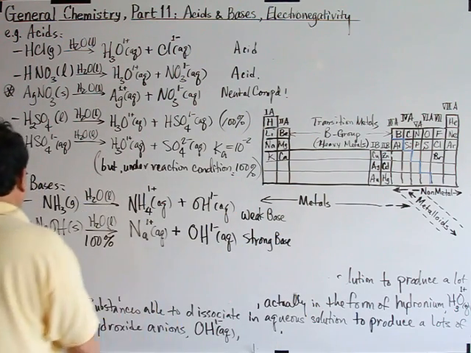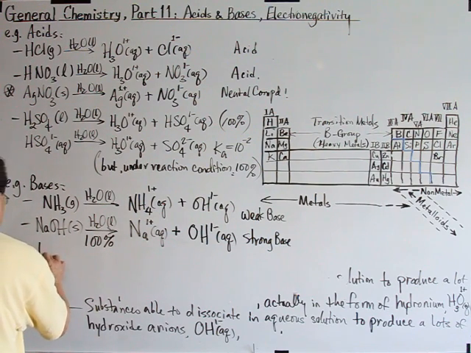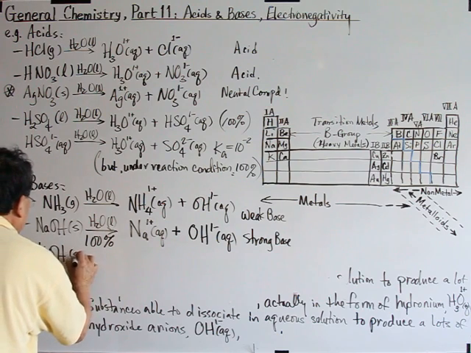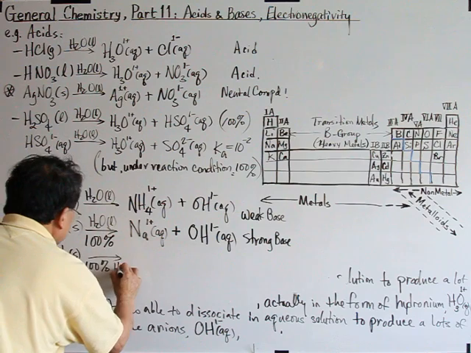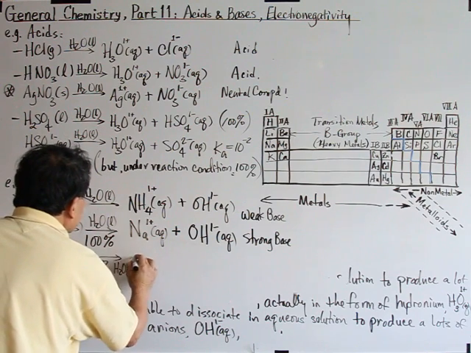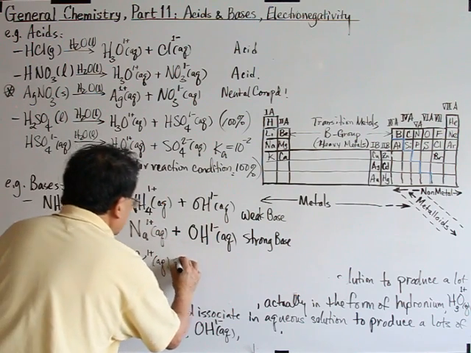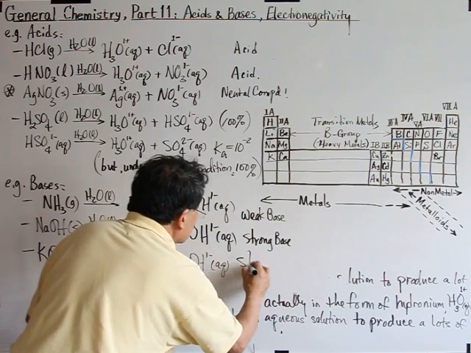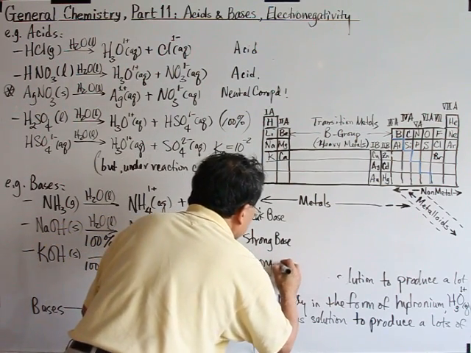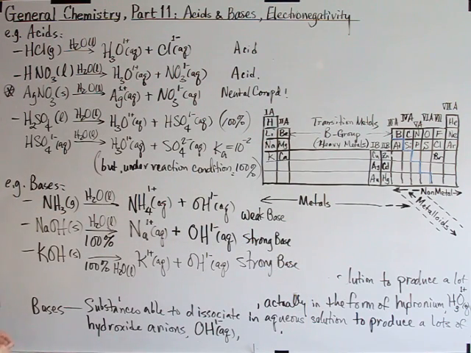Another one in the same family, the alkali metals, is potassium hydroxide. It does the same thing, 100% in the water. Let's put the water underneath here. You still see the potassium become 1 plus cation in the solution, and with hydroxide, 1 minus aqueous. This is also as strong as sodium hydroxide. So very strong. And then these are the bases.